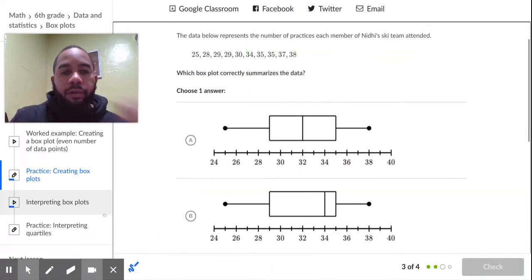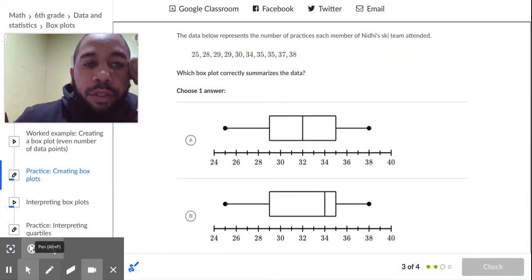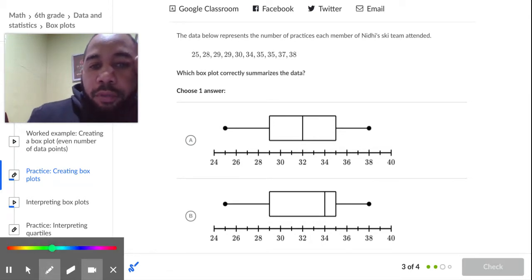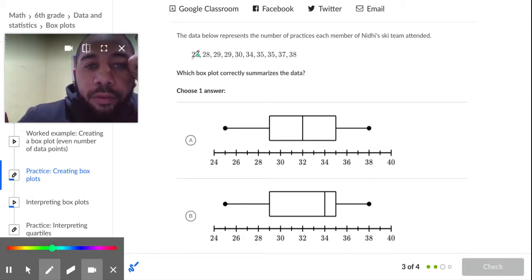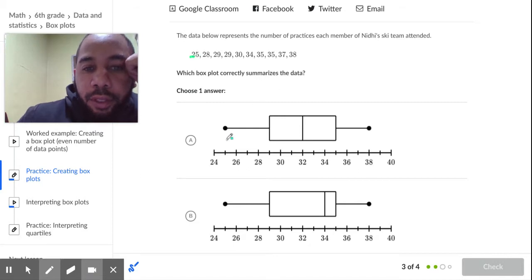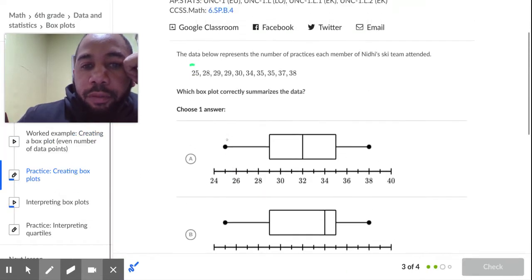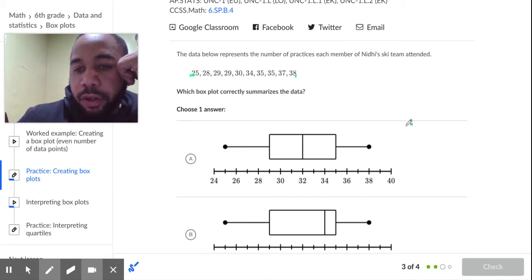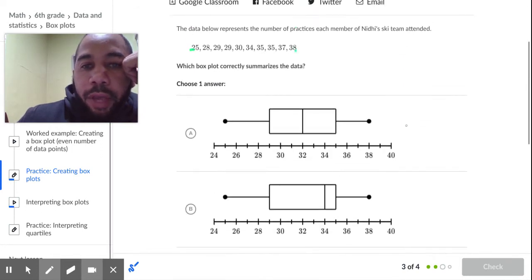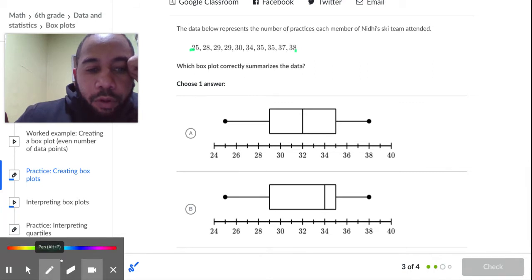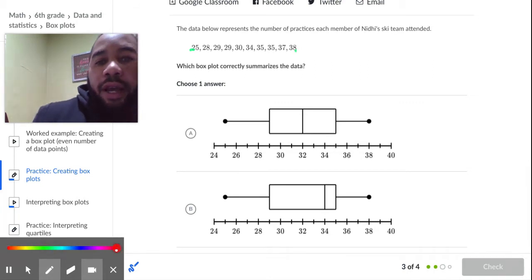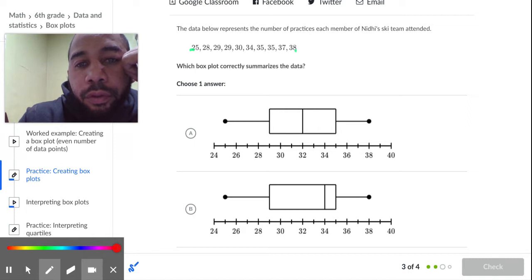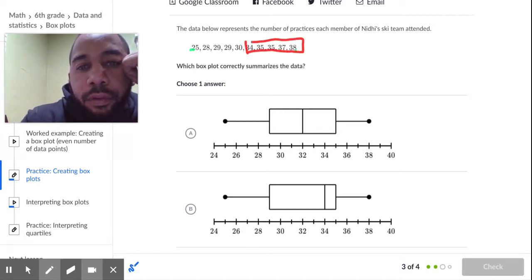Let's do one more. Okay, so this one is slightly different, but they give us a minimum point right there. And so that should be 25. All of them match. They give us a maximum of 38. All of them match. I'm going to go ahead and box the lower half. Box the upper half.